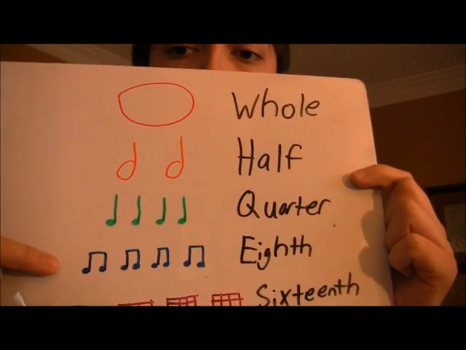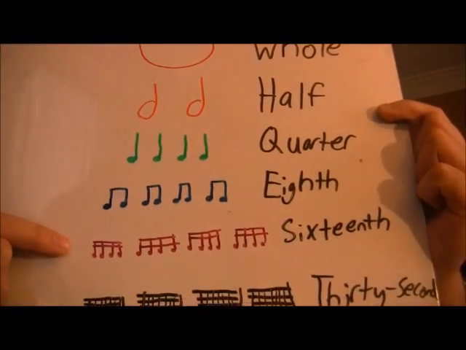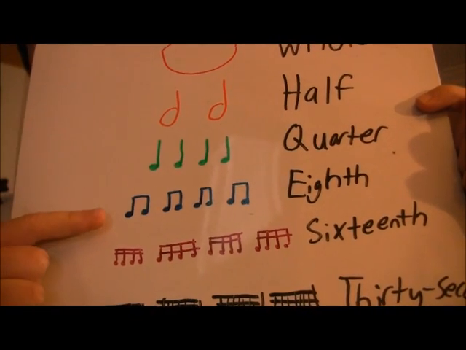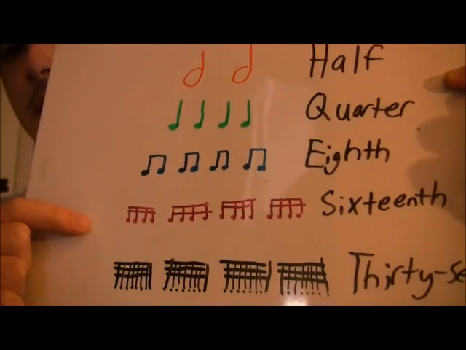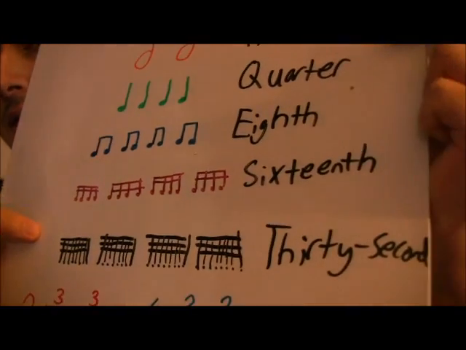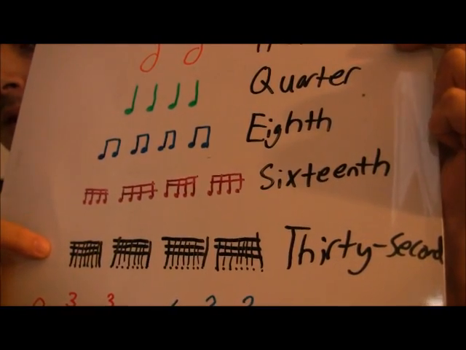Then you have even smaller 16th notes. 16 of them fit in a measure. So every 8th note makes 2 16th notes. And finally, 32nd notes. There are 32 of these in a measure.